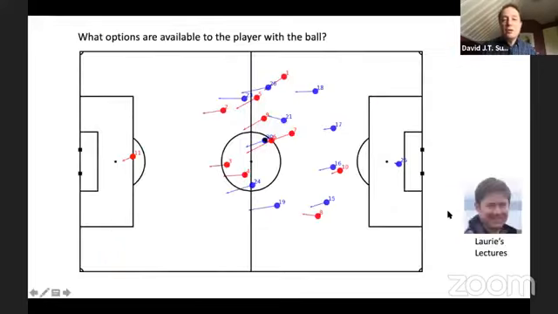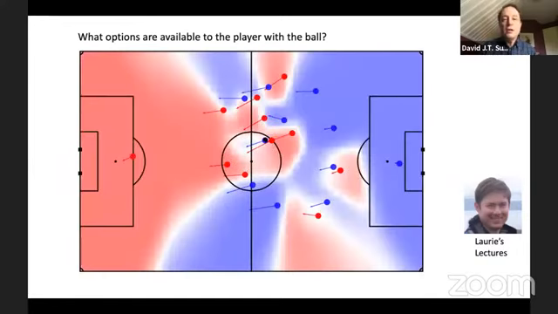If we step back to Laurie's lecture, he asks the question, what are the options available to the player on the ball? And he answers that question using a pitch control model of his own. In this case, he says that the blue areas are the areas where a blue player will get to first. The red areas are areas where a red player will get to first. You can see that his areas are a little bit sharper in their definition, and this is because it has a different underlying model.